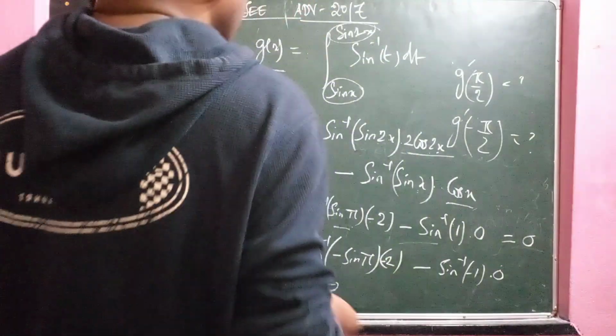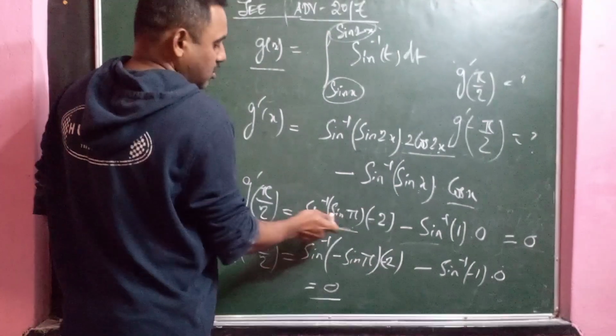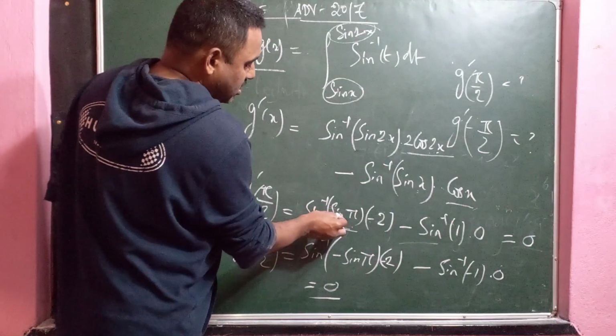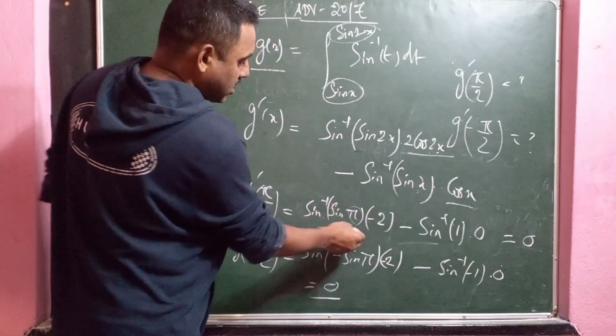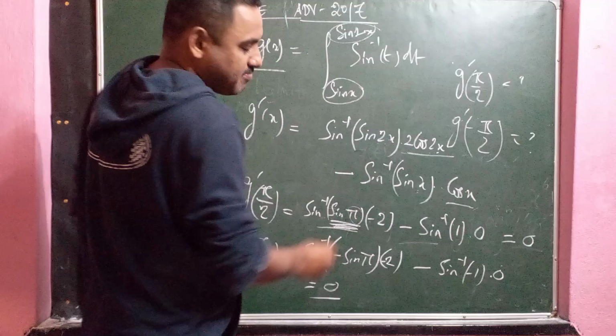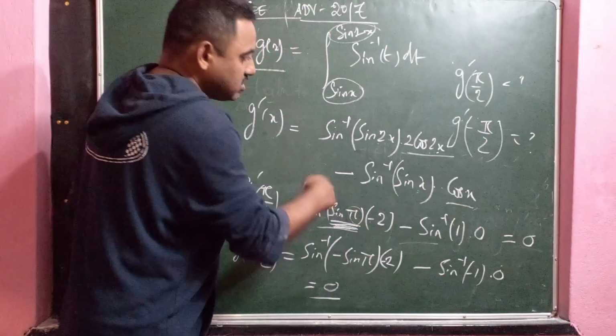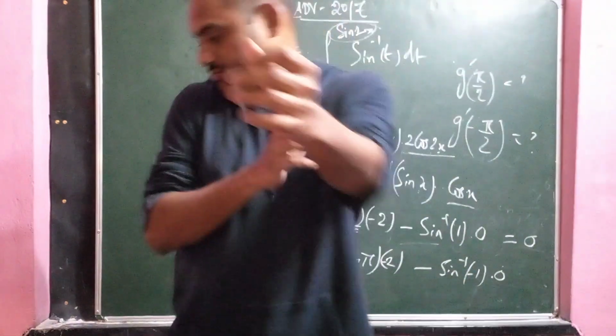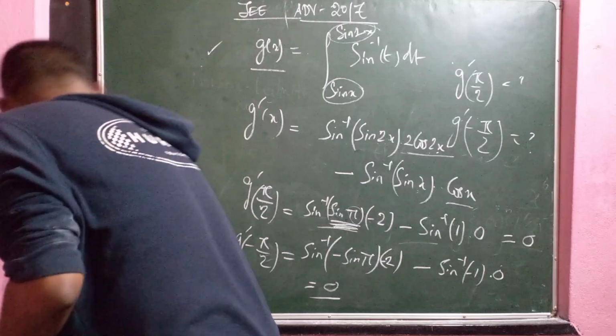Now check this one. You might say the sine and inverse sine cancel out, leaving pi. No, not that way. First we have to substitute the value of sine pi, that is 0. So sine inverse 0 is 0. Right? Okay.